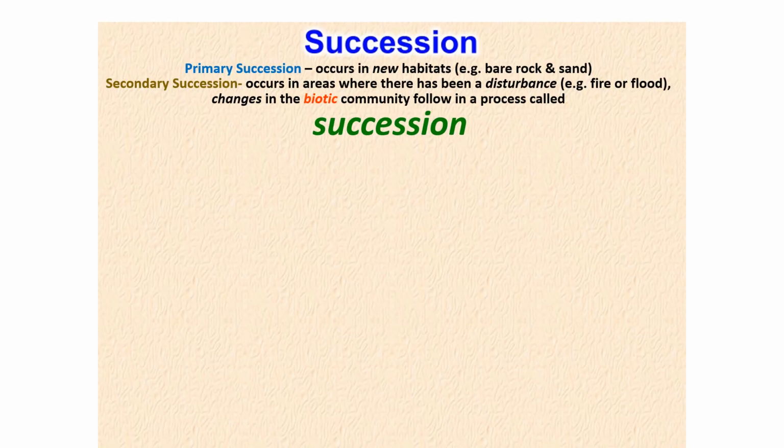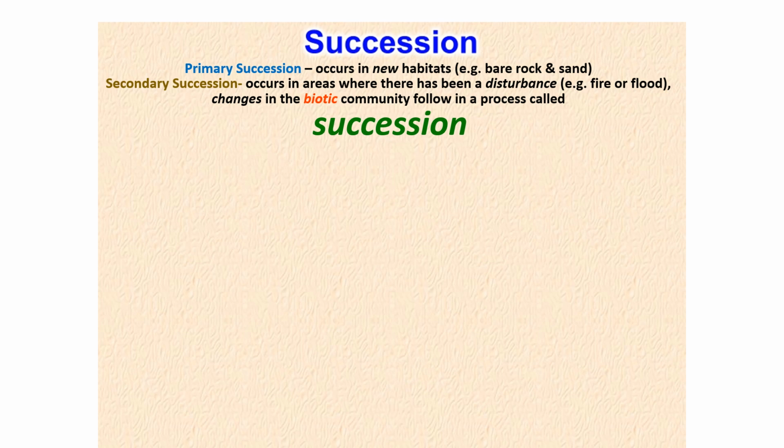There are two different types of succession that we can see occurring in nature. The first is called primary succession. Primary succession happens in new habitats. In other words, it occurs in areas where there have been no community of living organisms before, for example, bare rock or sand. Alternatively, we can see something called secondary succession.